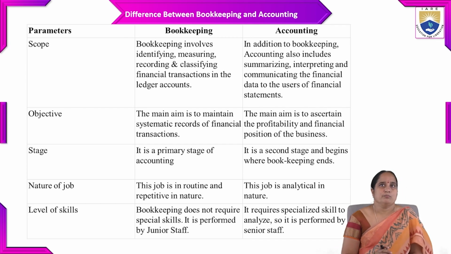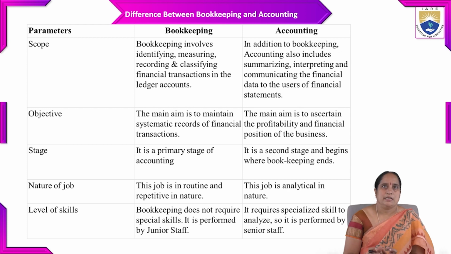Then the difference between bookkeeping and accounting. The basic parameters that differentiate bookkeeping and accounting are, first, scope. Bookkeeping involves identifying, measuring, recording, and classifying financial transactions in the ledger accounts, whereas accounting includes summarizing, interpreting, and communicating the financial data to the users of financial statements.